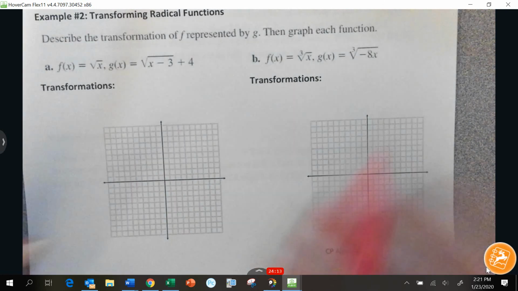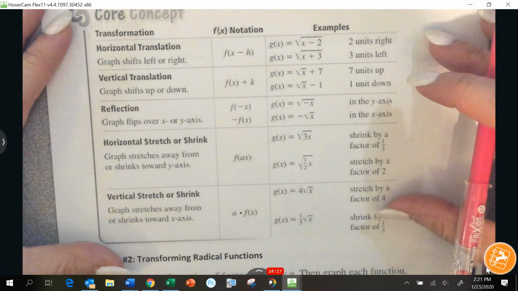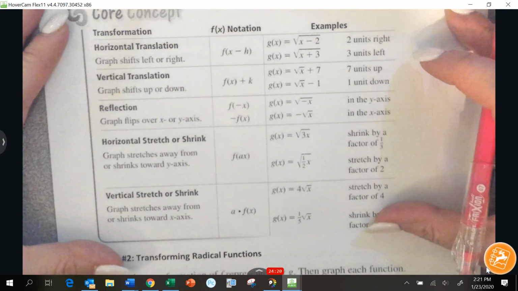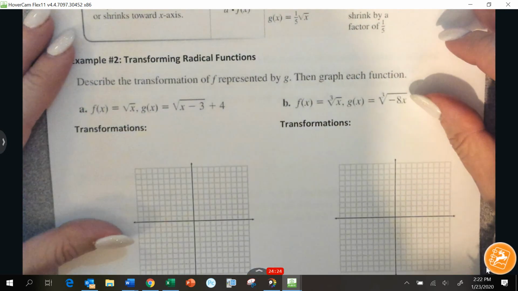All right, on the next page, there's just a big box of all the transformations. If you forget some of them while you're doing the assignment, you can look at it. I'm not reading this to you, you've seen it a lot. And then we've got some more practice with transformations.